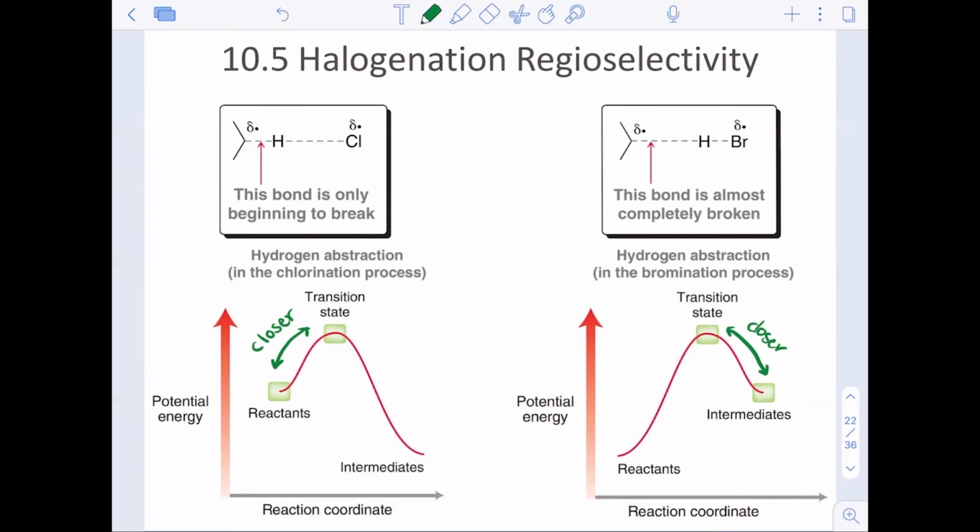And so when we see chlorination, we'll get all different constitutional isomers on our alkane starting material. Bromination is going to be much more selective for the lowest energy pathway. That means it will choose a tertiary over a secondary, it'll choose a secondary over a primary, and it would choose a primary over a methyl.